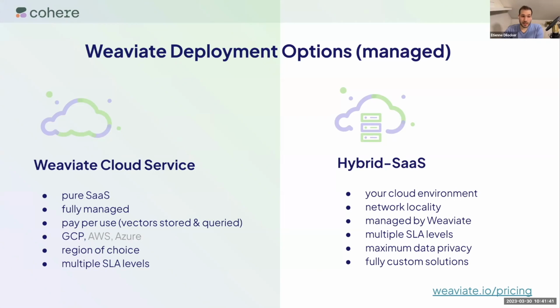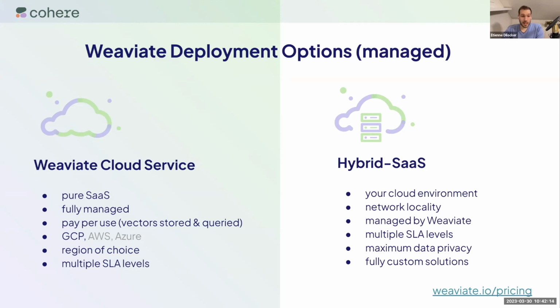But here, very similar. If you want the fully managed experience, where you basically get the pure SaaS kind of experience, it's fully managed by our engineers. It's pay per use. Pay per use for us means vectors stored and vectors queried. So if you have an empty Weaviate cluster that runs forever, you pay nothing. If you have some data or vectors imported, then you pay something for the storage, and then you pay per query. So the payment model is really tailored to your usage of it.